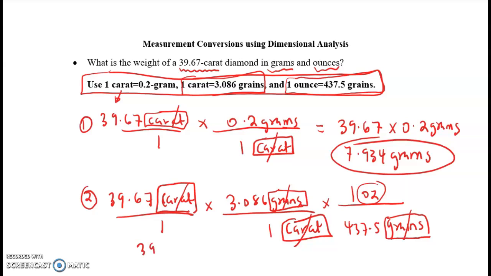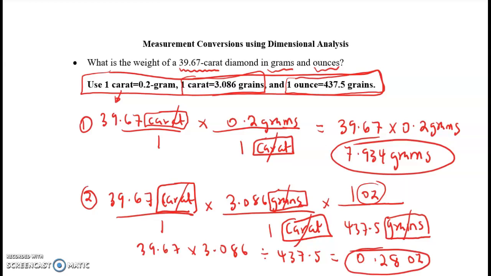We're going to go ahead and multiply 39.67 by 3.086 and divide by the value we have at the bottom, which is 437.5. If you type this into your calculator, 39.67 times 3.086 divided by 437.5, that gives us 0.28 ounce. If you convert this to two decimal places, always should be told where to leave your decimal places, but for the purpose of this video, I'm leaving this to two decimal places.